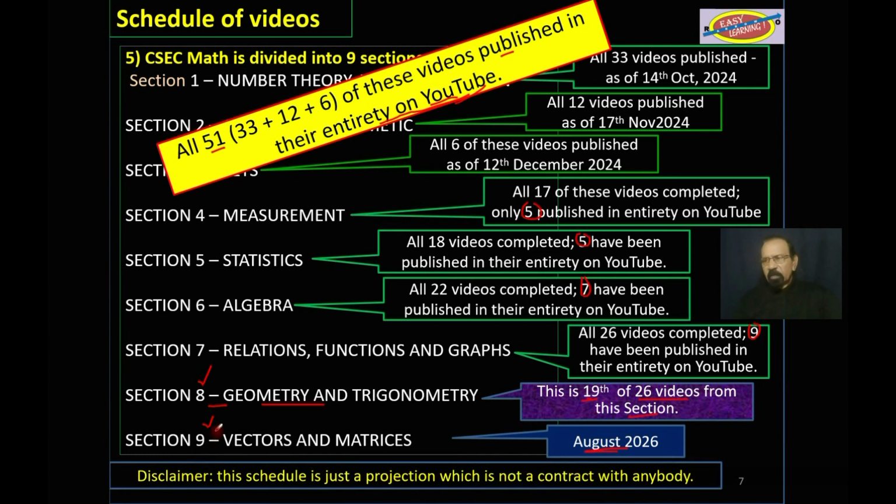Please note this disclaimer down here. This schedule is just a projection and is not to be interpreted as a contract with anybody.